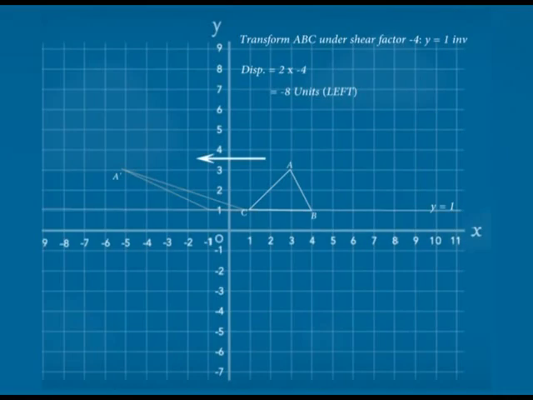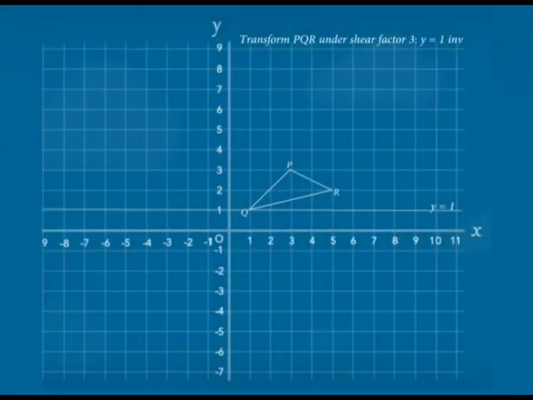What if only one point lies on the invariant line? We have triangle PQR undergoing a shear with a shear factor 3, y equals 1 invariant. Point Q lies on the invariant line, so it does not change. P and R will be displaced, but by how much? Let's start with P.